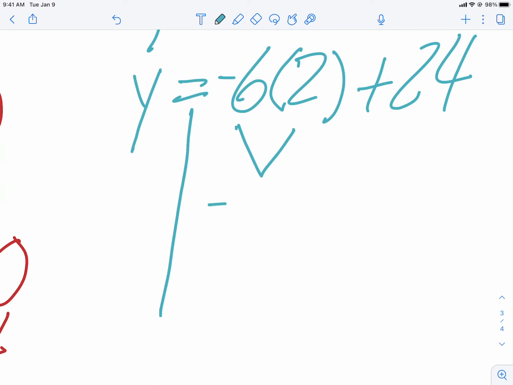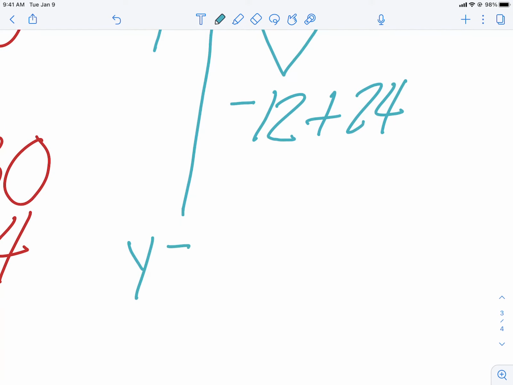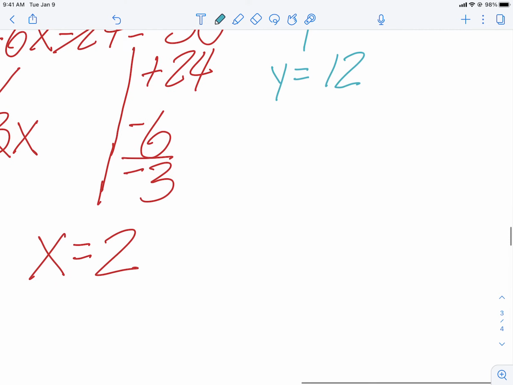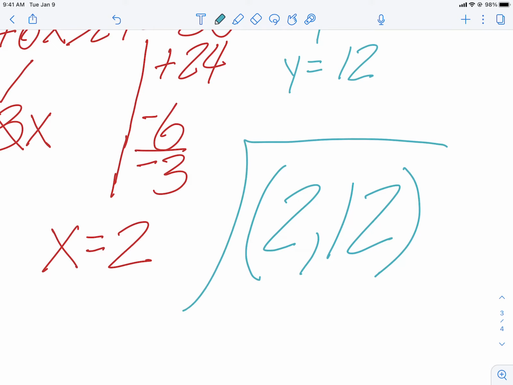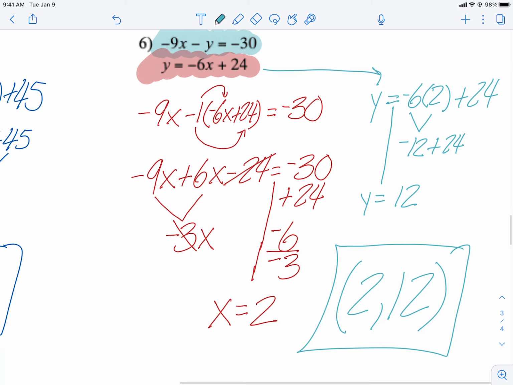Now I can do negative 6 times 2 is negative 12, plus 24. And different signs, so I subtract. 24 minus 12 is 12, positive 12 because 24 is bigger. So my ordered pair, kiddos, is here. X is 2, y is 12, and there we go. Look at that. That's number 6.